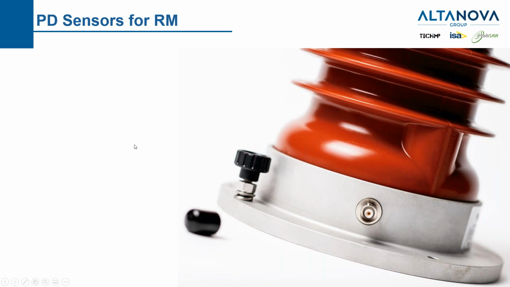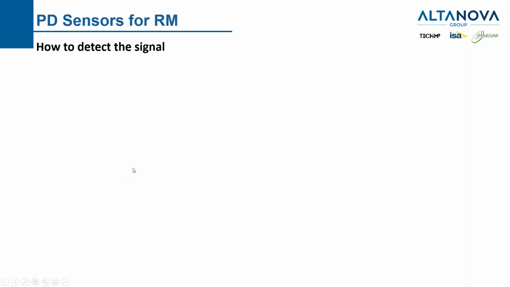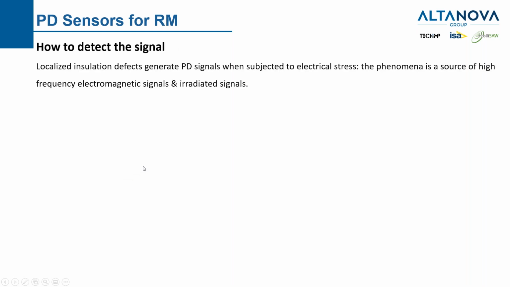What can we say about the sensors to record partial discharge in rotating machines? We will see how we detect the signal. We will see what the sensor typologies are, the requirements of such sensors, and the positioning of the sensor. In the end, signal and safety. How do we detect the signal?